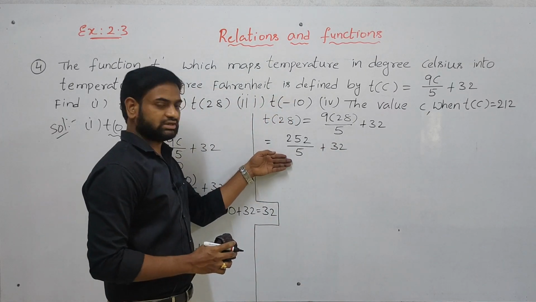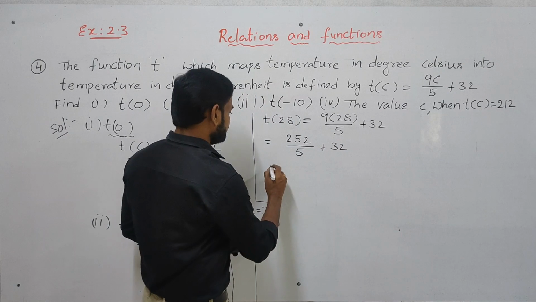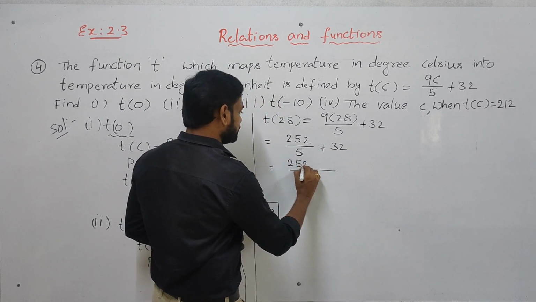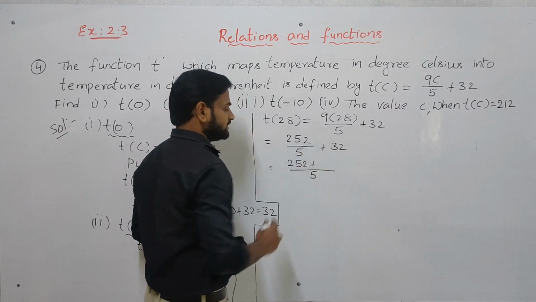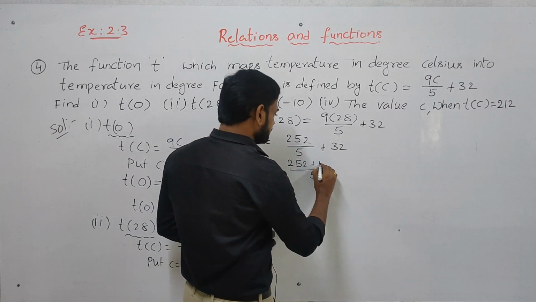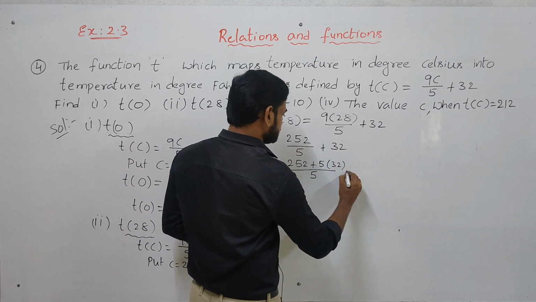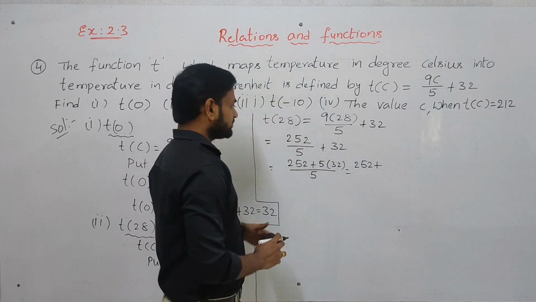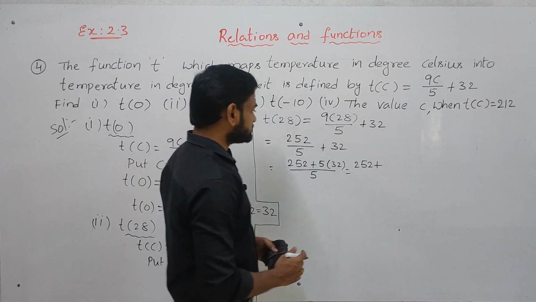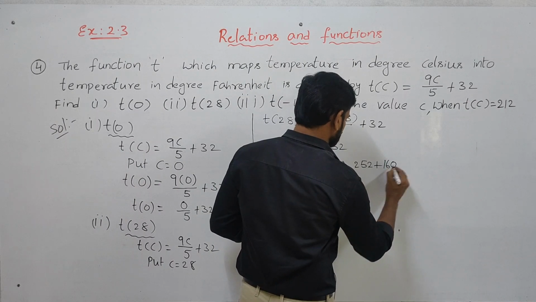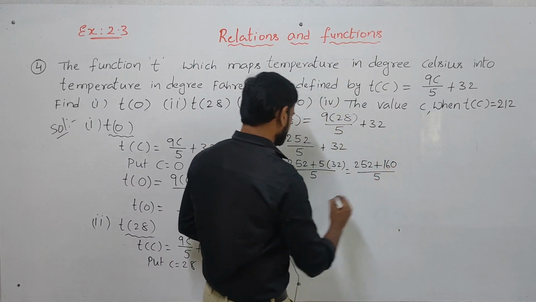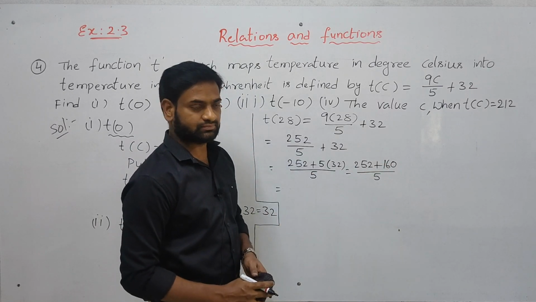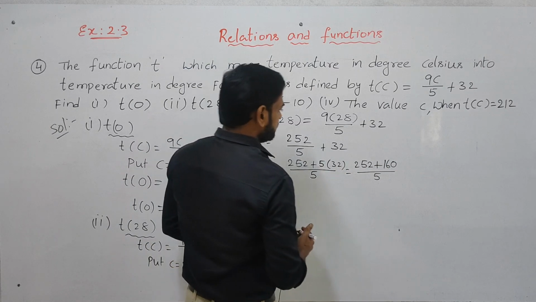Now what is the LCM here? Here the LCM is 5. 5 is the LCM. So 252 plus 5 into 32. 5 into 32 is 160. So 160 by 5. That is equal to 252 plus 160, that is 412 by 5.